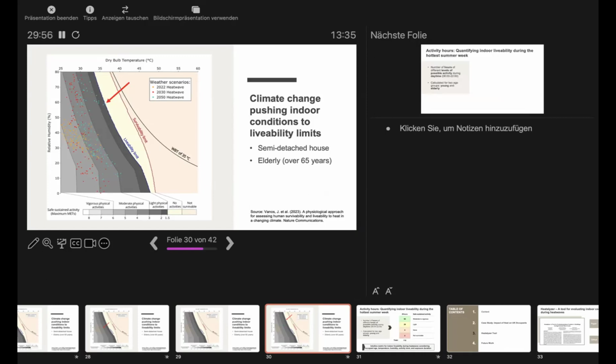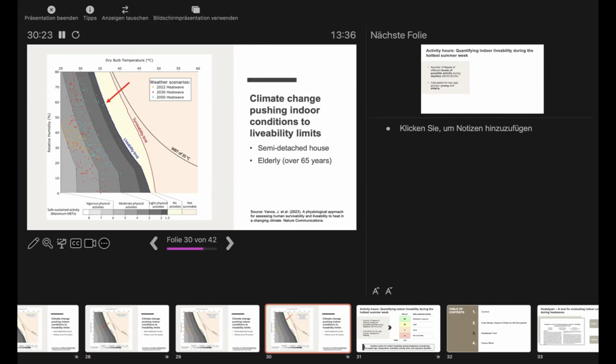So this gives us a more direct approach of assessing how extreme heat impacts humans. But again, we have a similar problem as before: producing these plots takes quite some time, and it's not that easy to compare different buildings and weather scenarios to each other. So what we would like to have is something similar to these degree hours that allows you to quantify the livability over time.